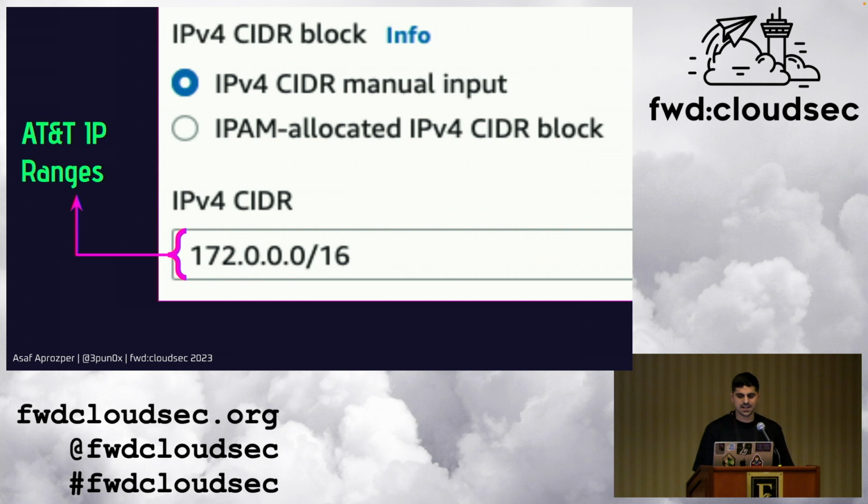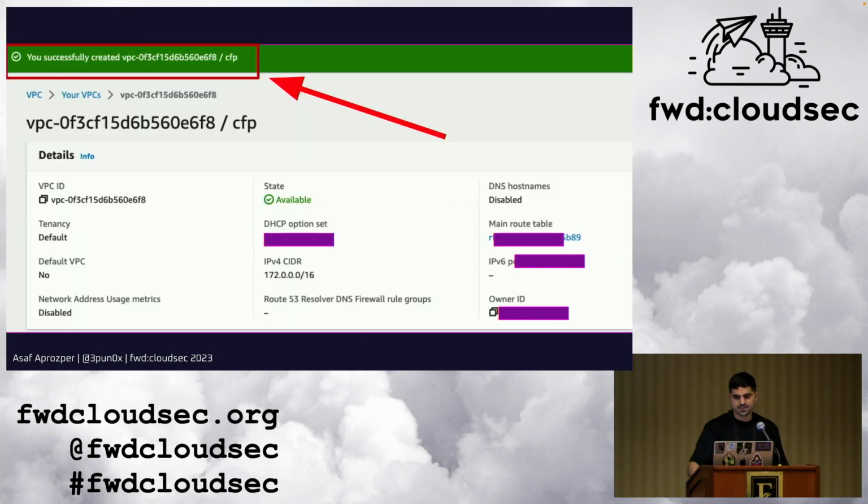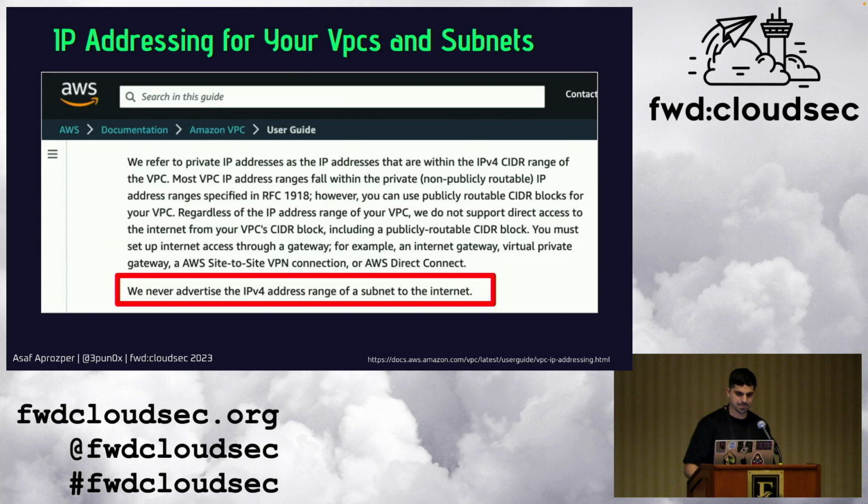I'm zooming in a bit so we can see the lookalike range, which is basically AT&T cellular ranges. So, as you can see, AWS created the VPC without any warnings, even though the range does not belong to me. However, using such an IPv4 CIDR block for a VPC could lead to IP address conflicts and routing issues. It's a blueprint for trouble. So I searched over the AWS documentation and found that AWS lets you use either public or private IP ranges for a VPC, but usually it's better to use private ones.